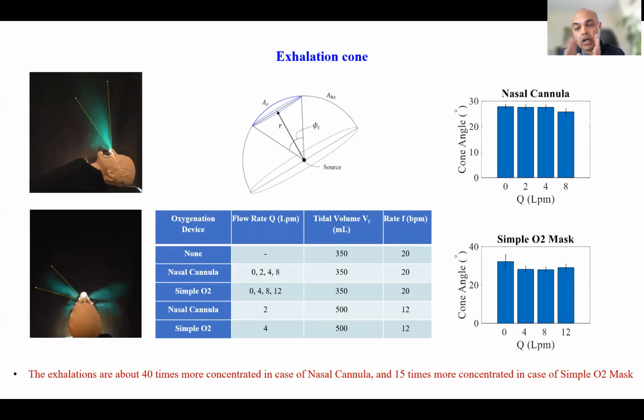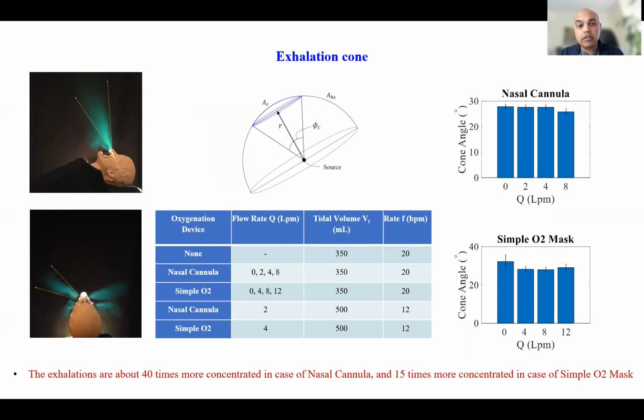One can ask, well, how much of the aerosols are concentrated in this cone, which you can summarize here, indicated by those 2 lines. And we find that that angle is about 25 to 30 degrees. It is not typically disturbed by the flow rate coming out of the nasal cannula or the simple O2 mask. So the treatment rate doesn't seem to change that cone angle. It comes out still as strong.